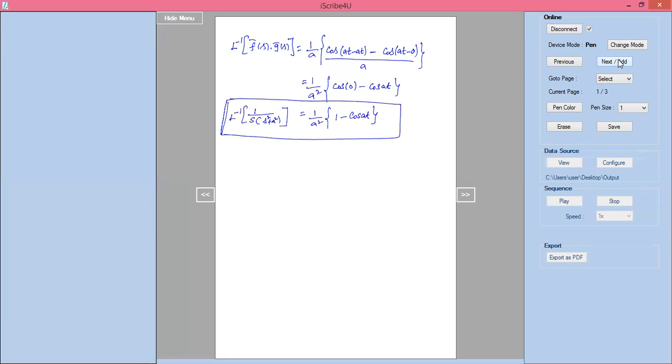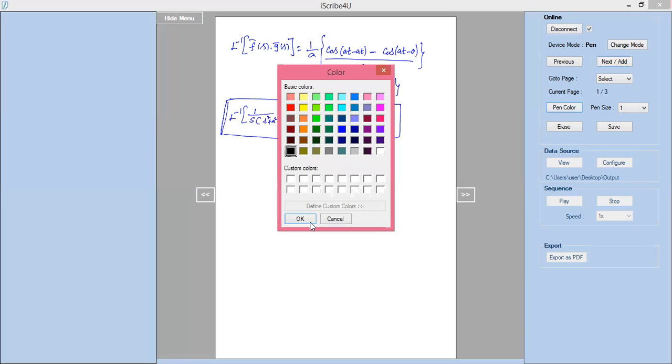Any doubts in this? You can ask. Right. Next problem, I will take it as the second question. I think you understood. According to the procedure, I have applied this. Next, the second problem.